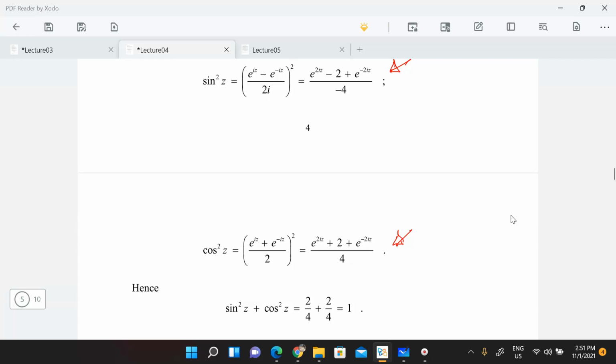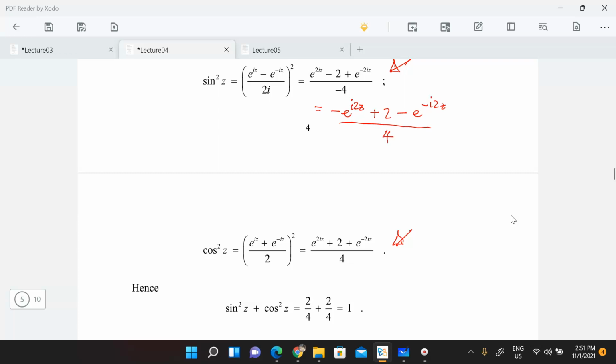So in other words, this is really what? This is minus exponential i z plus 2 minus exponential minus i z, divided by 4.